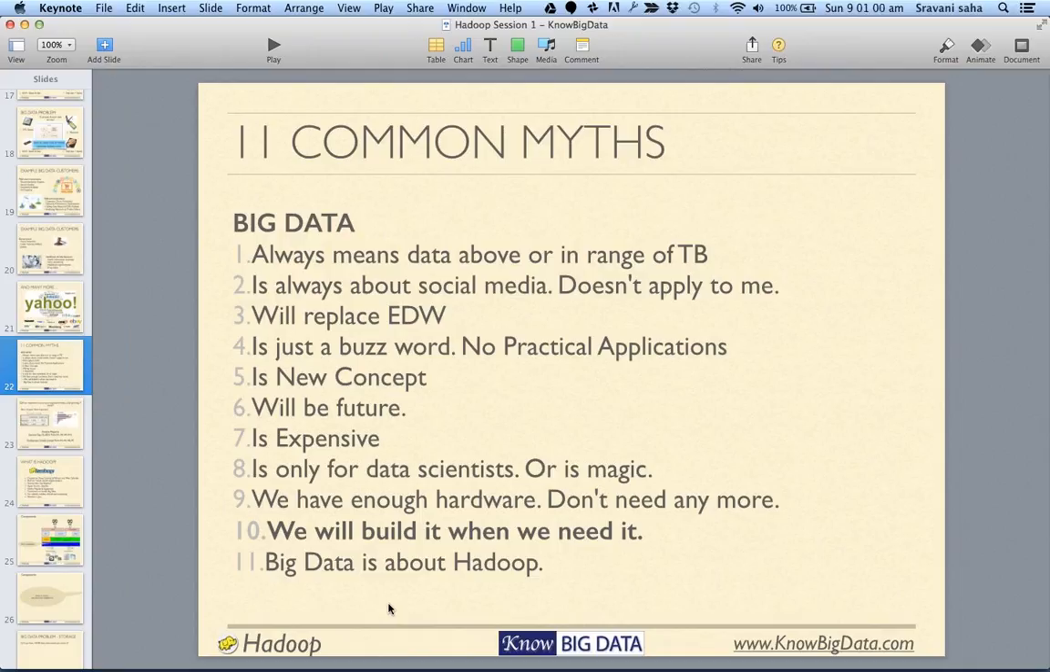It will be the future. No, it is the present. Is it expensive? The answer is no. It all depends on how you're implementing. Almost all the big data solutions are free and open source. Hadoop is free and open source.